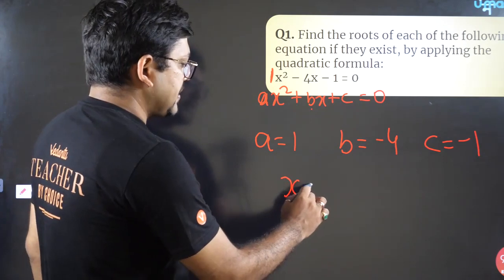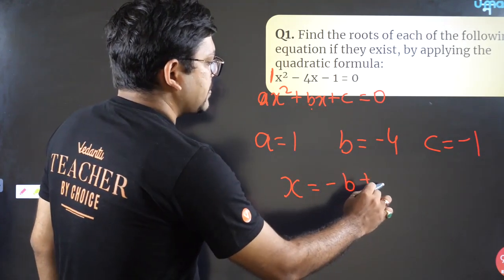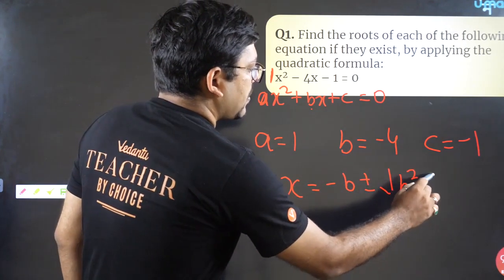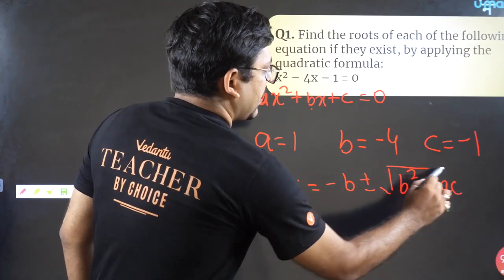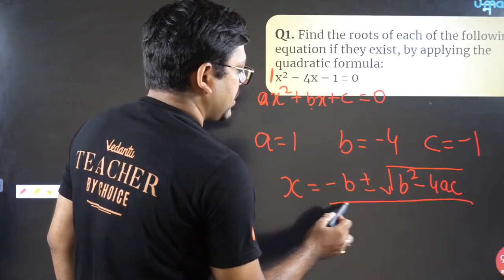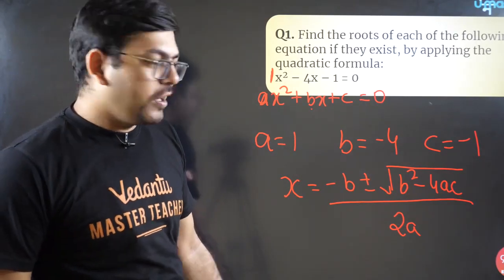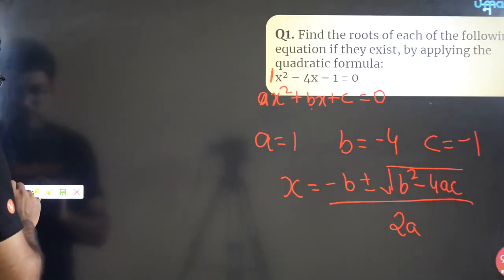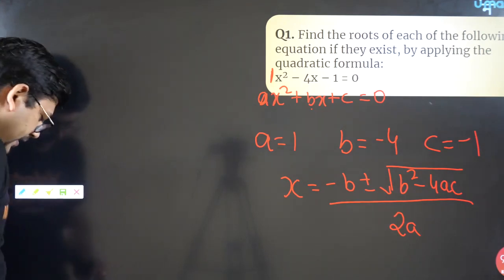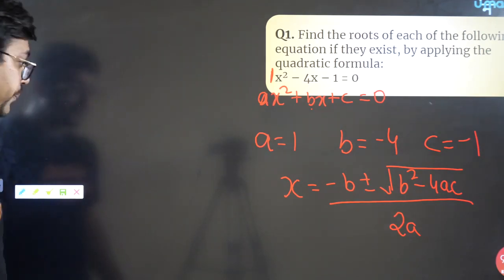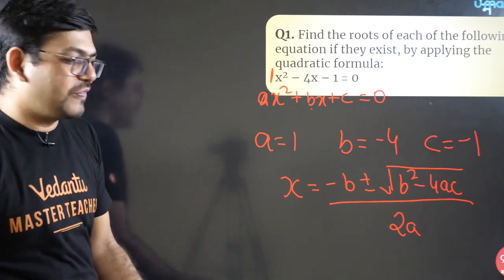Now you know the formula, that is x is equal to minus b plus minus root b square minus 4ac, and then this is divided by 2a. This is what we have got. Yeah. Now once we have got this, let's move on. Now here we get into solving this.